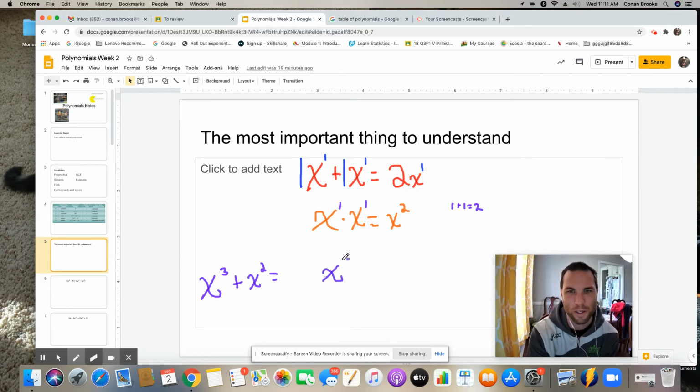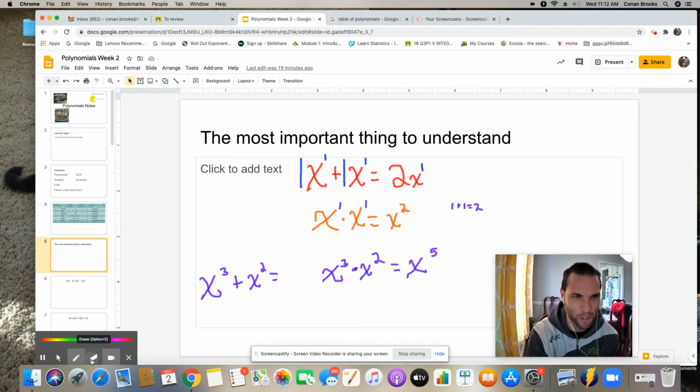Okay, but if you have x cubed times x squared, so now we're multiplying, then like terms don't matter. All you have to do is add the exponents. So this would be x to the 3 plus 2 is 5. All right, sorry the handwriting is so bad.